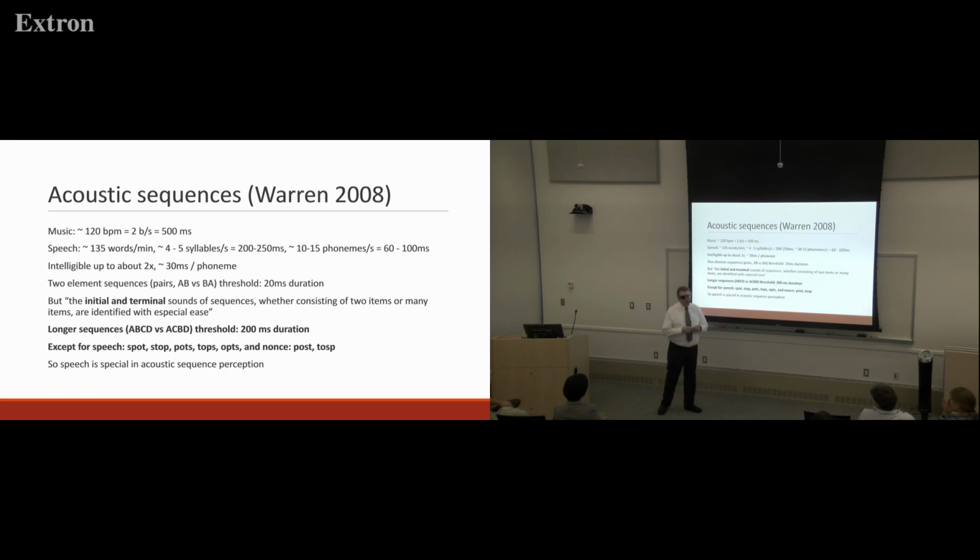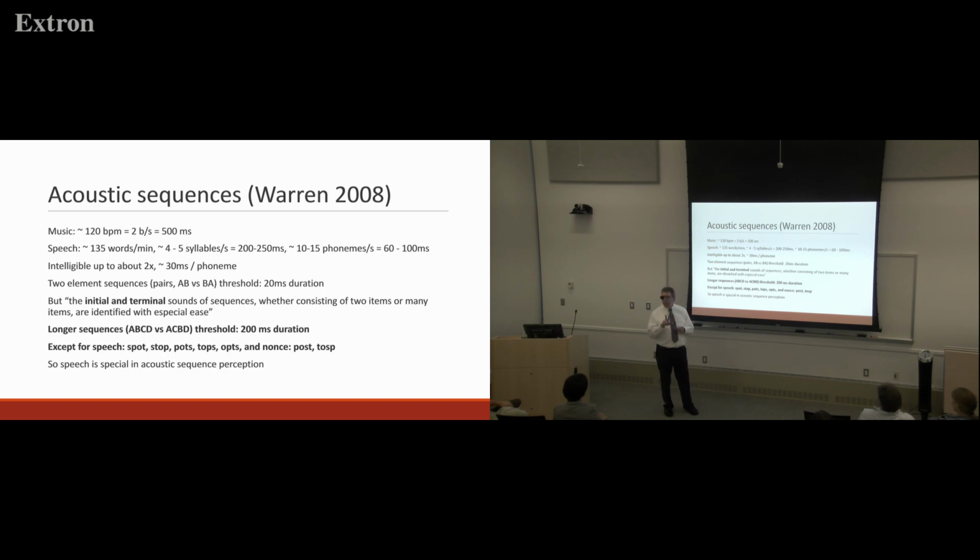You can run it a little bit faster and it stays intelligible. So you can get to about 30 phonemes per second without too much trouble. For two-element sequence pairs, telling A, B from B, A for any acoustic signal takes about 20 milliseconds of duration in A and B. So you're very good at this, like the threshold of detection.